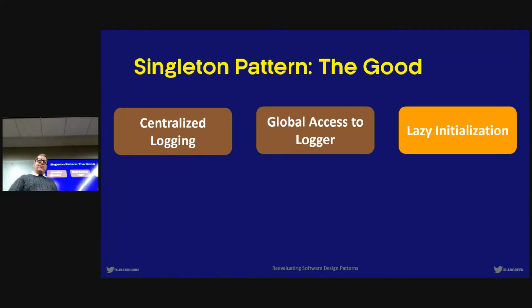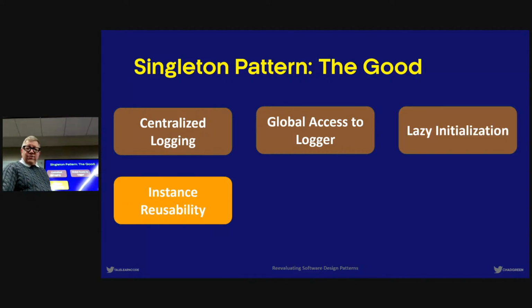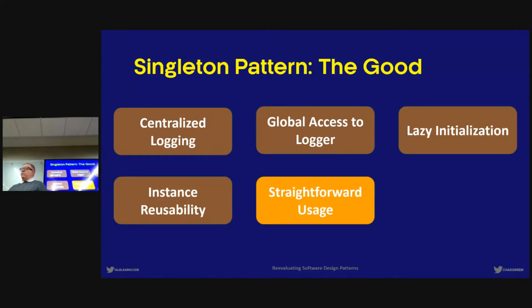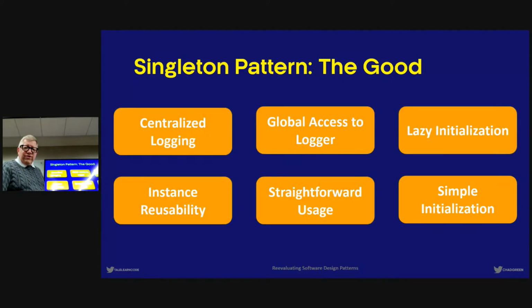Again, you saw that lazy initialization. I didn't have to initialize, I just start using it. I didn't have to make sure, did I already initialize it? The object itself is handling it. We get that reusability of the instance. It was pretty straightforward to use. Honestly, a lot of times if I am building a singleton, I don't even have that get instance. I just start writing to it. And that's pretty much the way Microsoft does their loggers, if you look at them. And then the initialization is pretty simple. So some really good points as to why to use it.